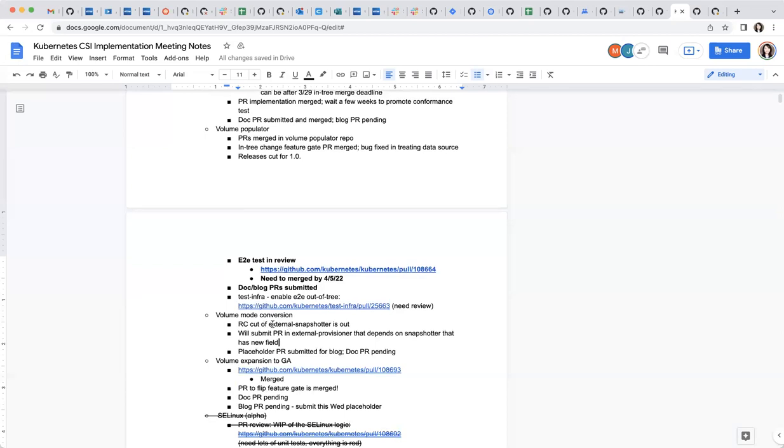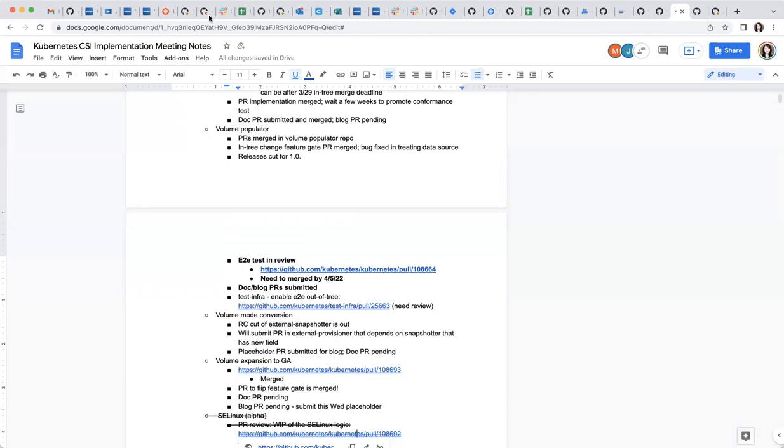There is a RC release of external snapshotter. Ronak is working on a PR in external provisioner. I think he ran into a weird issue, still trying to sort it out. And there is a placeholder PR for blog. Doc, we need a doc PR. We still need that.